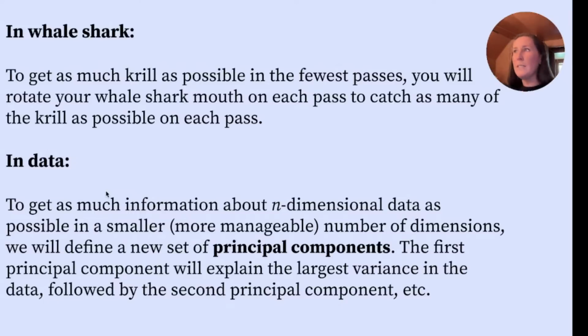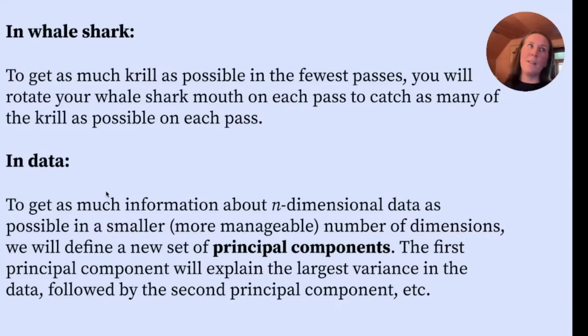But in data, what does this mean for us? In data, what PCA is saying is that to get as much information about high dimension data with a bunch of variables in a smaller and more manageable number of dimensions, we can define a new coordinate system. We can rotate the way that we are projecting this data. And the way that we're going to do that is by defining this new coordinate system made up of our principal components, where the first principal component is the one that explains the largest variance in the data.